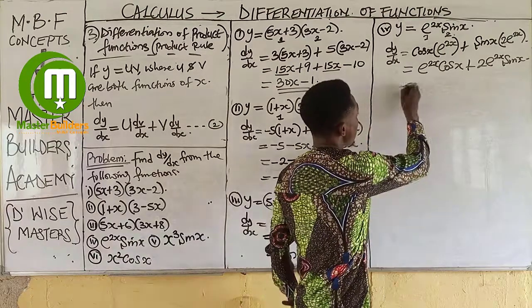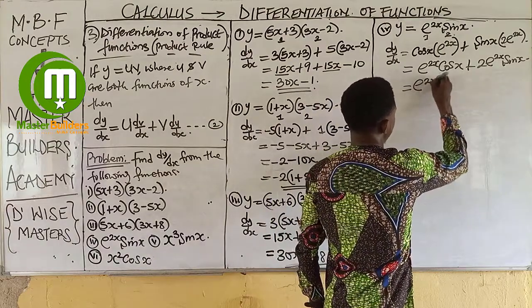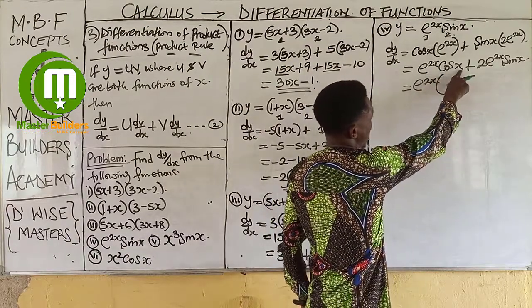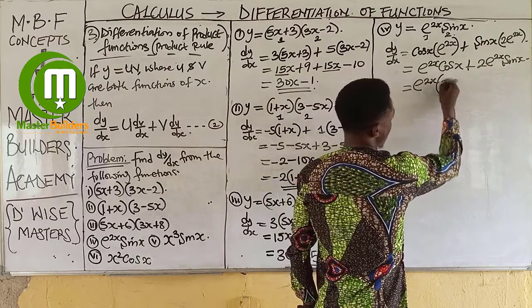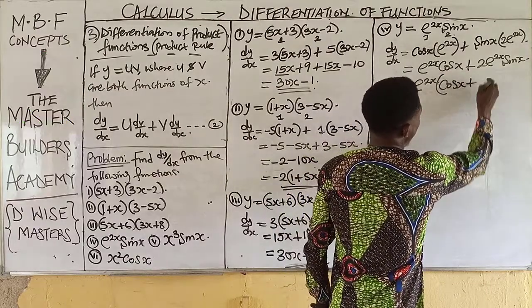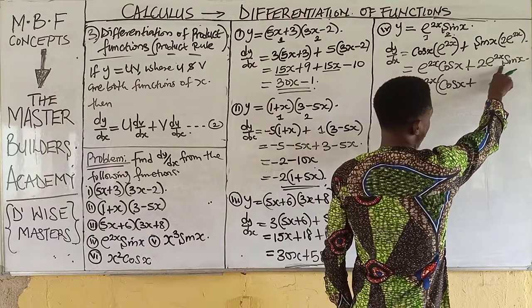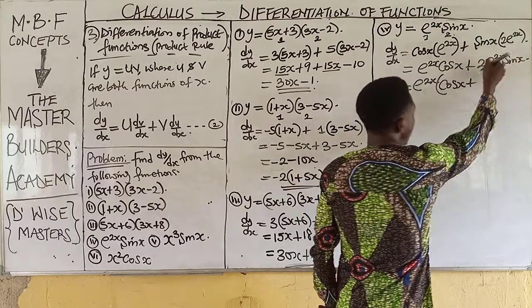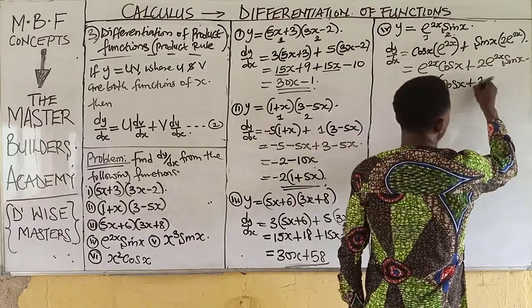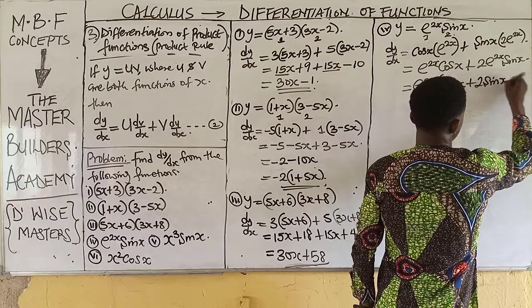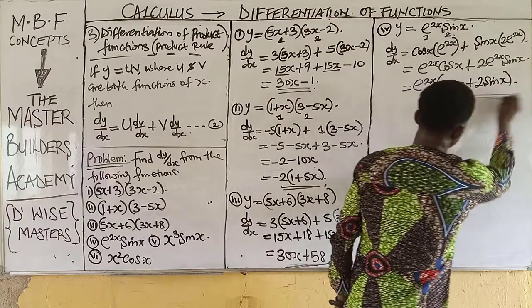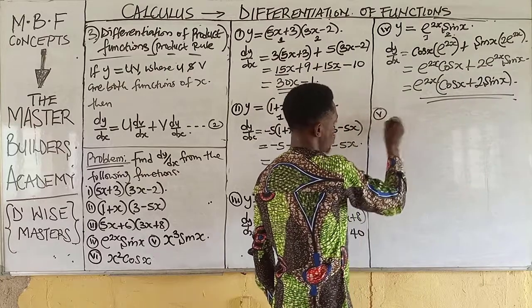Now we have this to be exponent 2x. So when I divide this first function by exponent 2x, we will be left with cos x. And finally, when we divide exponent 2x sine x, exponent 2x cancels exponent 2x, then we have 2 sine x. This is the answer to this question.